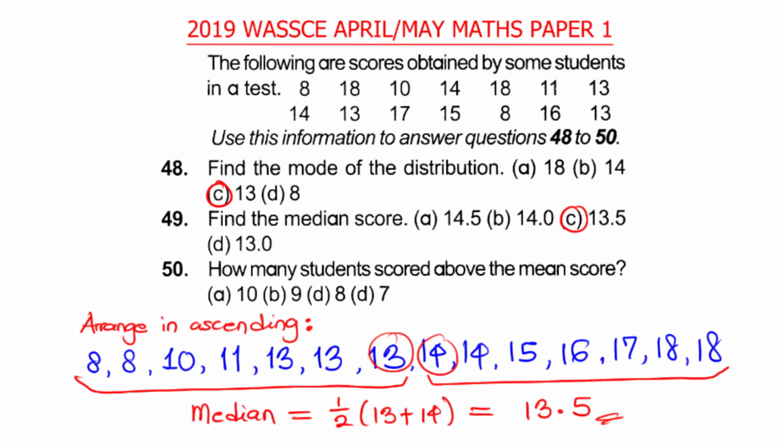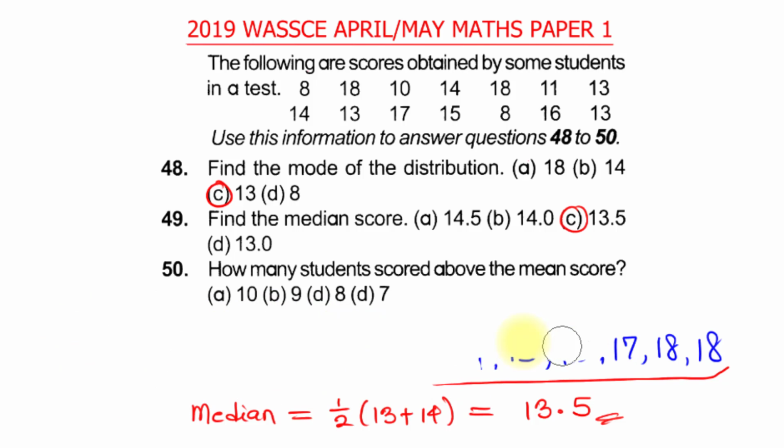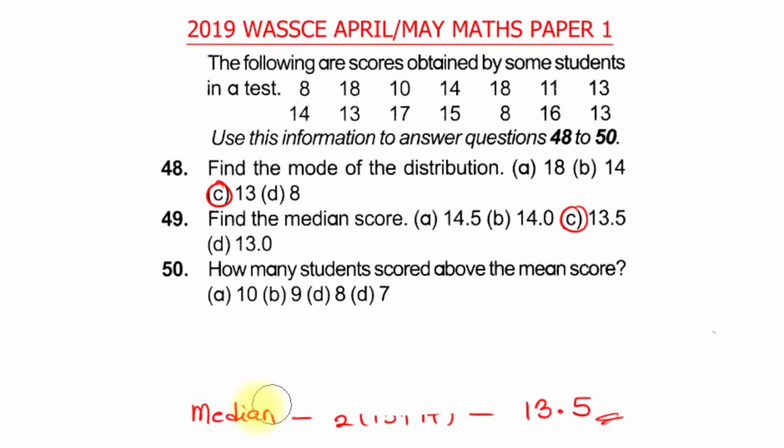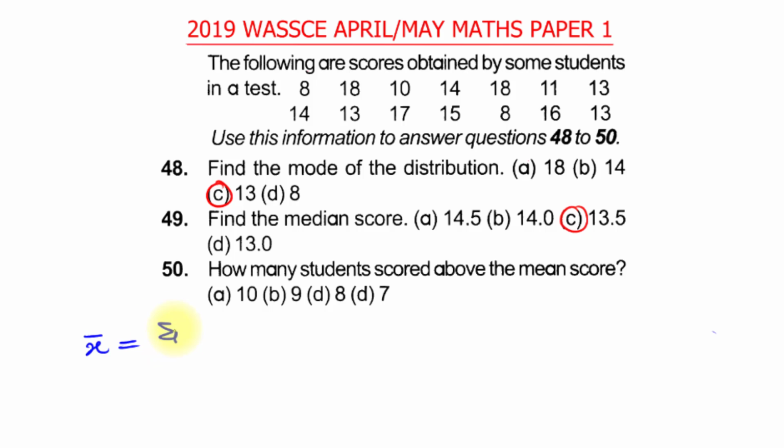All right, and then we can now look at the last question, and we are told that we are to find the number of students that scored above the mean score. Okay, so that means that first we need to find the mean score, and the mean score, that's the average. Okay, so if you want to evaluate that, you can say the mean score, the average, is going to be the sum of all the entries over the number of entries. That means that we need to add all of them together.